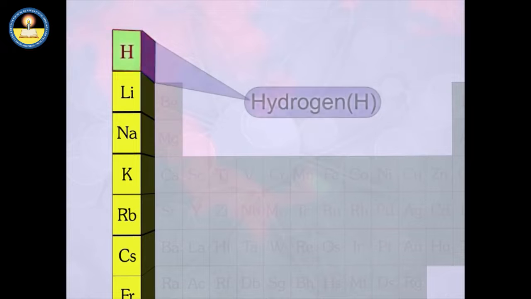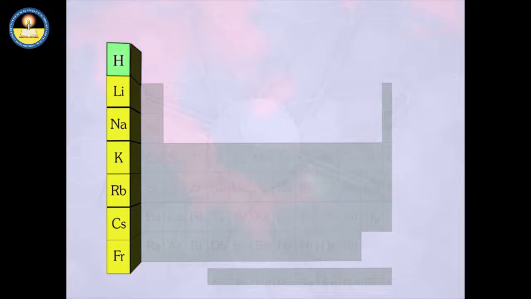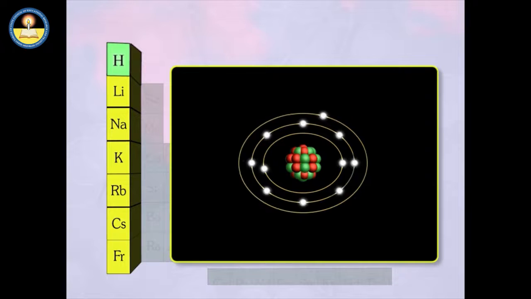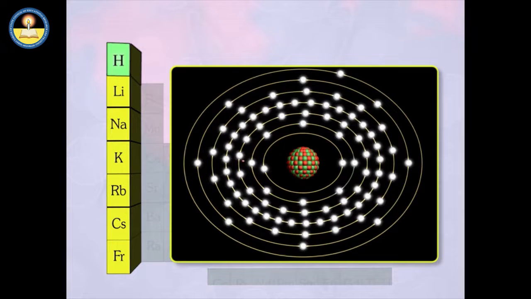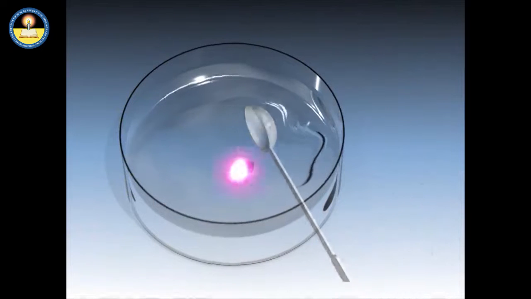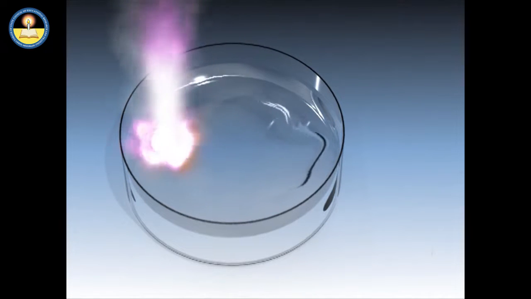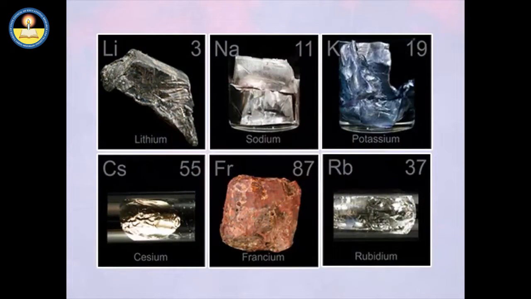Besides these, hydrogen, which is not a member of the alkali metal family, has been included in group 1 because of its similarity with the electronic configuration of these elements. These are called alkali metals since they readily dissolve in water to form soluble hydroxides which are strongly alkaline in nature. All these elements are typically metals.